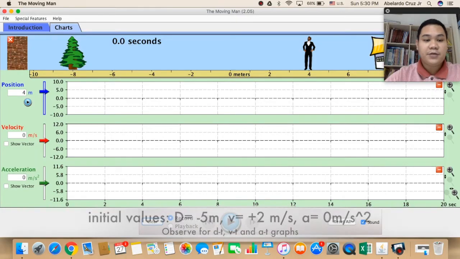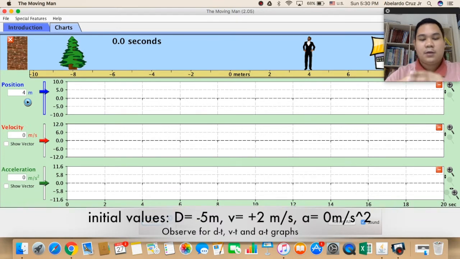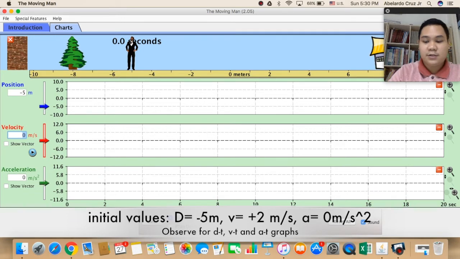Now, let's try to examine zero acceleration but positive velocity. So let's try to position the man at 0 meters. Oh, let me change it. Let me make it negative 5 meters. And then the velocity would be positive 2 meters per second.